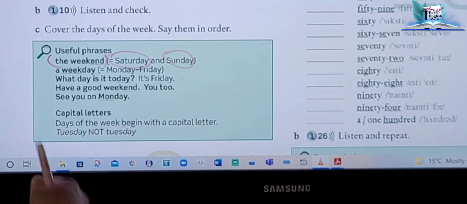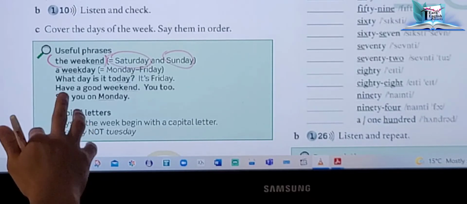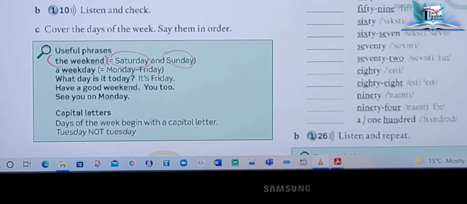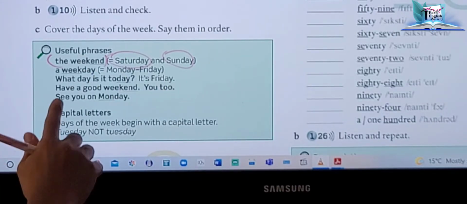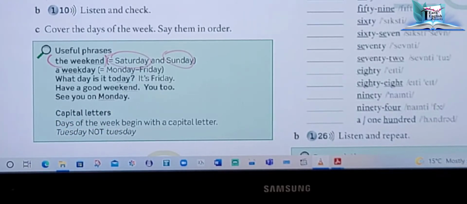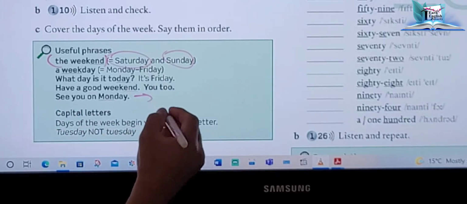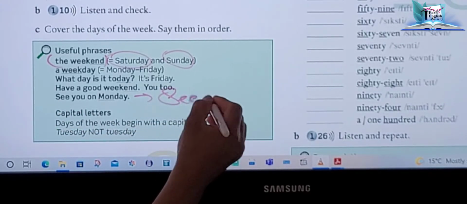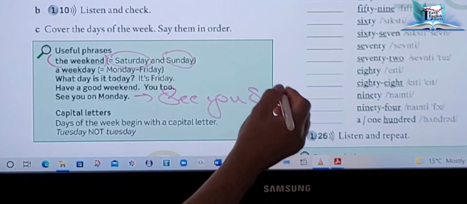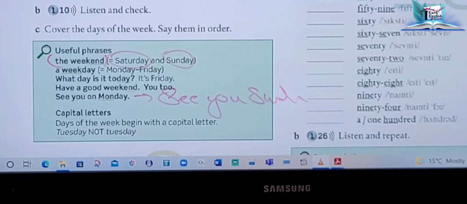It's Friday. Okay? So if you want to wish someone a good weekend, you can say, have a good weekend. In response, he or she says, you too, right? Or you can say see you on Monday. Remember, see you on Monday. But at some point, maybe you can hear it this way, like see you Sunday, right? It's also common in some places to say see you Monday or see you Saturday. They don't say see you on Monday. So they omit or delete the preposition on.